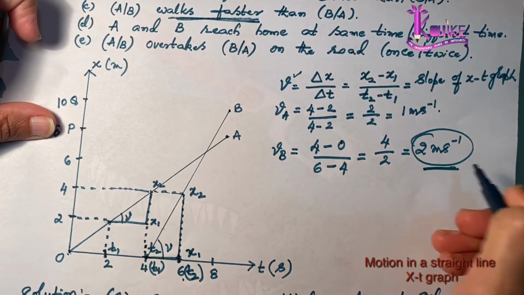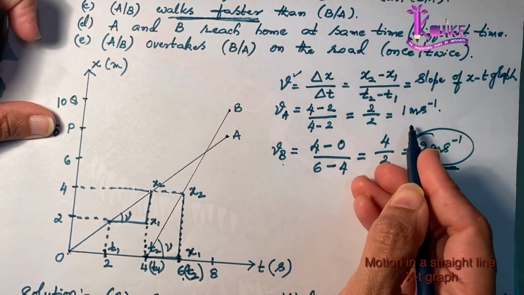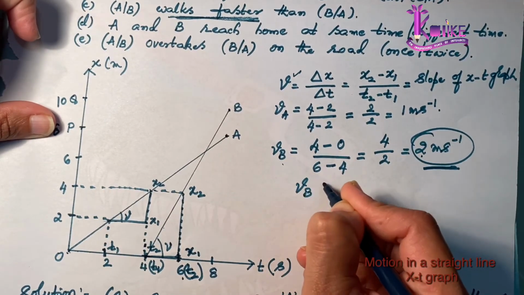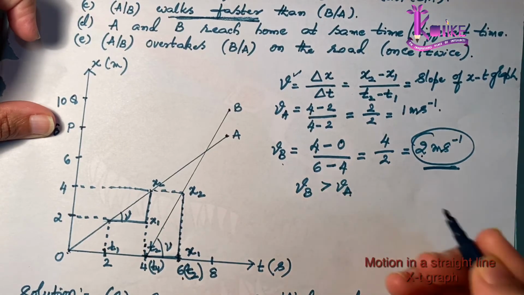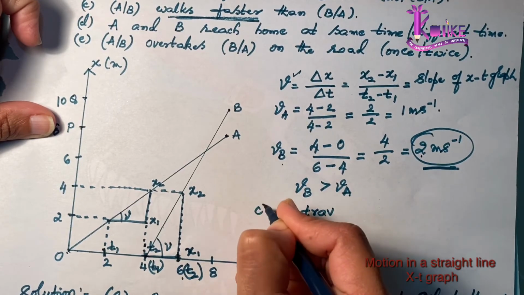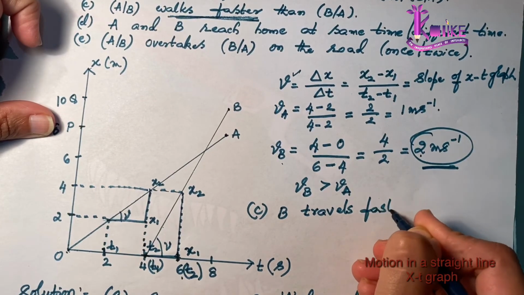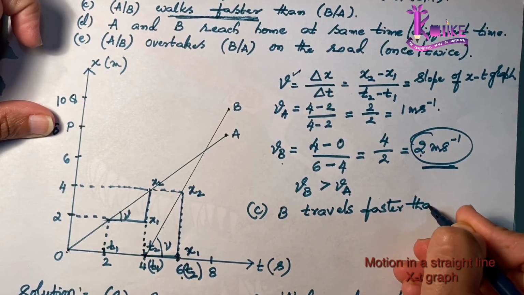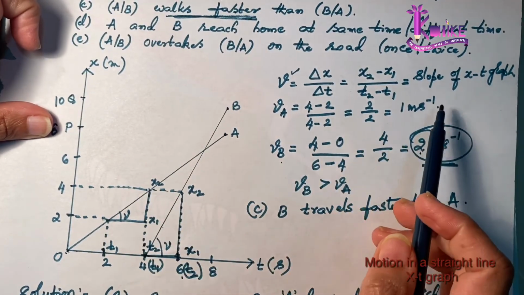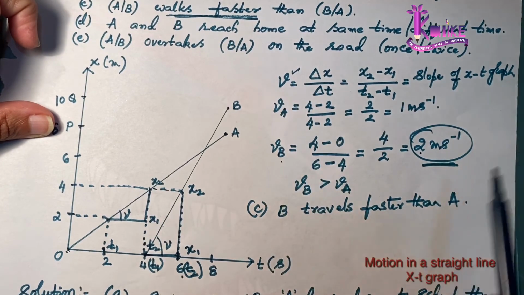So this is a greater value, which means B is traveling with a velocity of 2 meter per second, whereas A is traveling with a velocity of 1 meter per second. So since VB is greater than VA, who travels faster? B travels faster than A. This is for the entry C. As simple as that, right? So always remember, the slope of an xt graph under uniform motion gives you the velocity.